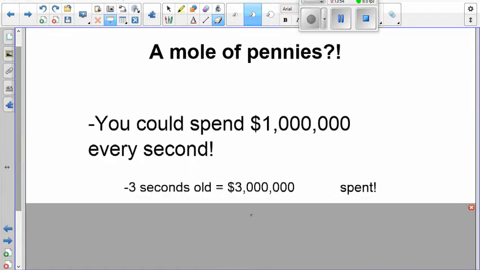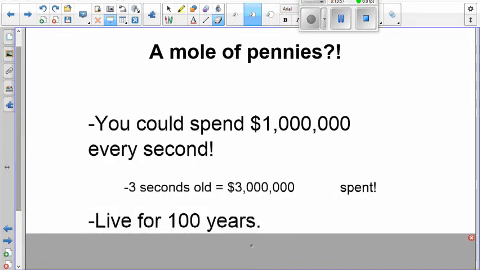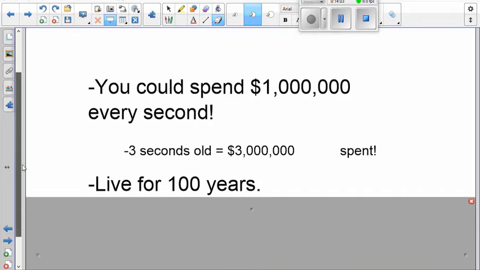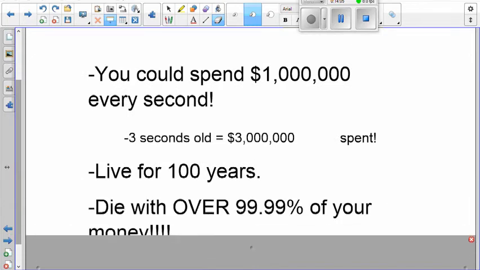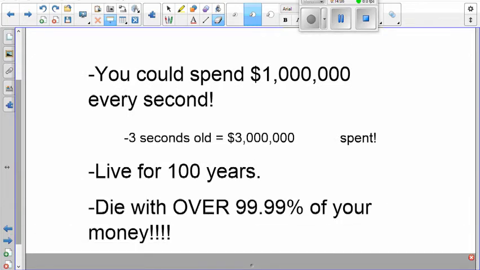And let's say she lived for 100 years. So Bree dies on her 100th birthday after spending $1 million every second of her life. You know how much money she'd have left over? She would have over 99.99% of her money left over.